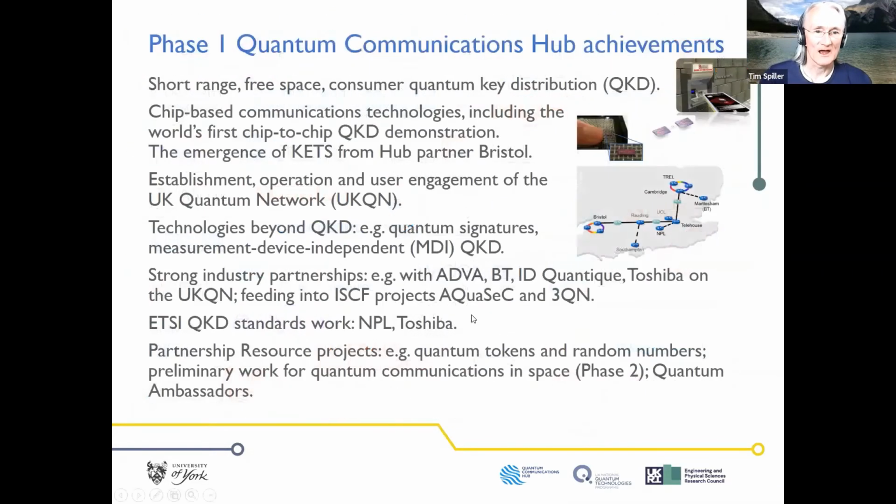Now, in phase one, as I said, most of what we did was based on QKD, although we did one or two other things as well. So here is a very brief overview of what we achieved in the first 5 years. The brief of the hub that we gave ourselves is that we wanted to take QKD and push it in new directions and push those towards commercialization.